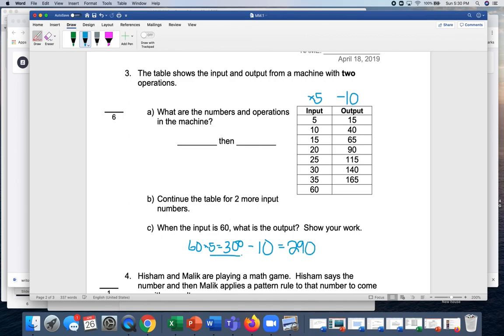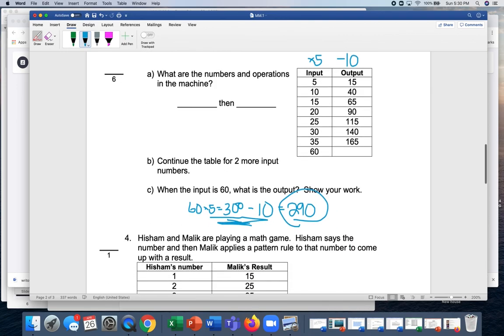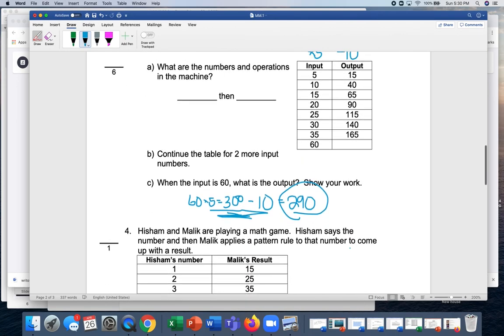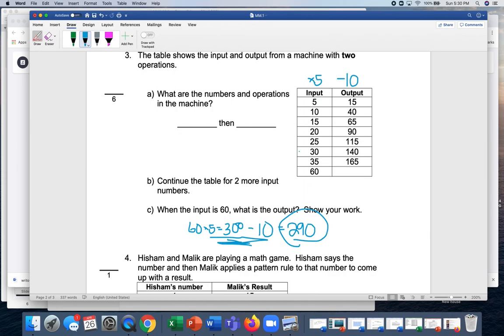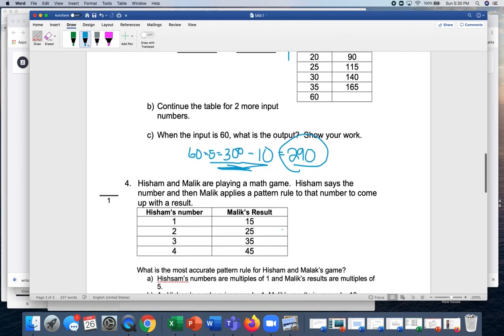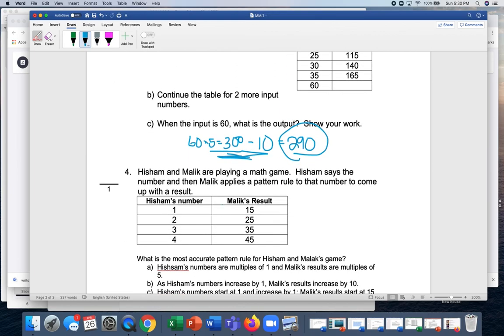So that should be your answer. 1 mark is for showing the way you use the actual pattern rule, and the second mark is for the answer itself. So far we're out of 10 marks, because this was out of 4, this question was also out of 4, and this was out of 2, and this last question was only out of 1.